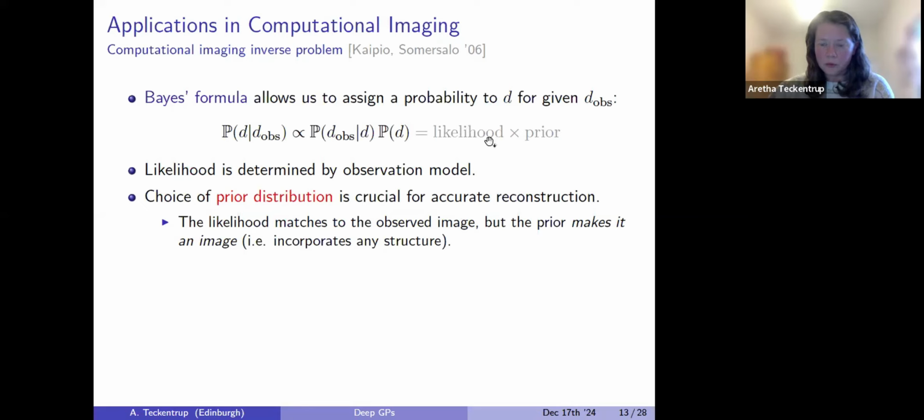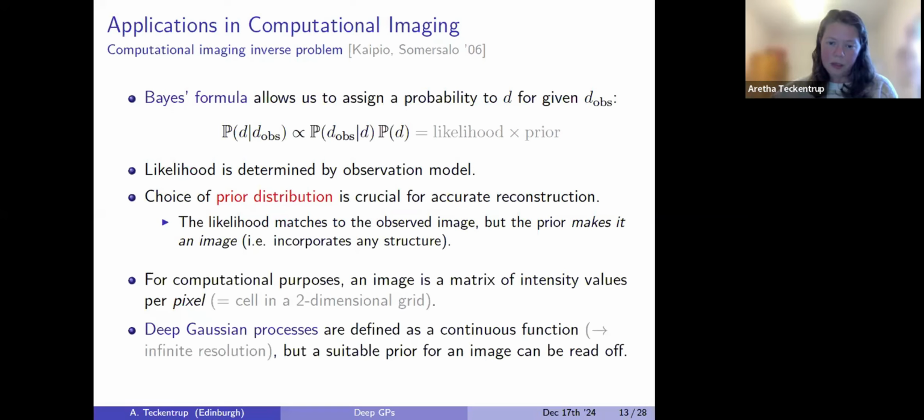If you want to think of these two ingredients, the likelihood and the prior, the likelihood is the term that makes sure that your observed image and the true image match, visually, you can think of it. But the prior is really the one that incorporates the structure, so that you want to have sharp edges. That's something that you really need to put into the prior. And so that's really what makes it an image.